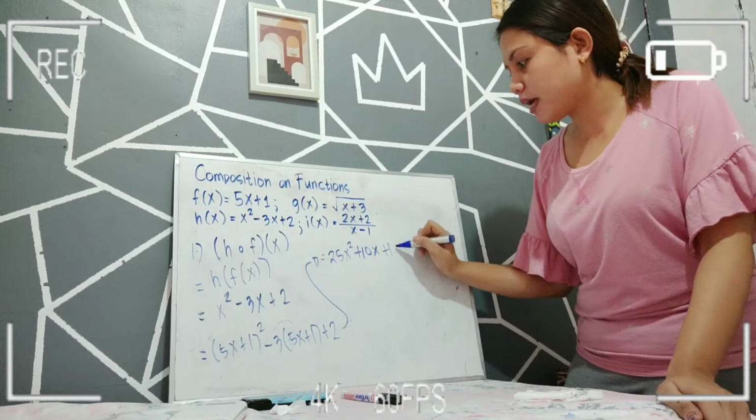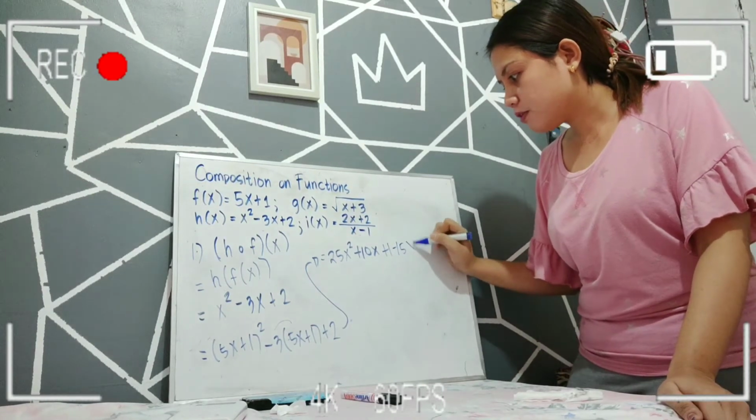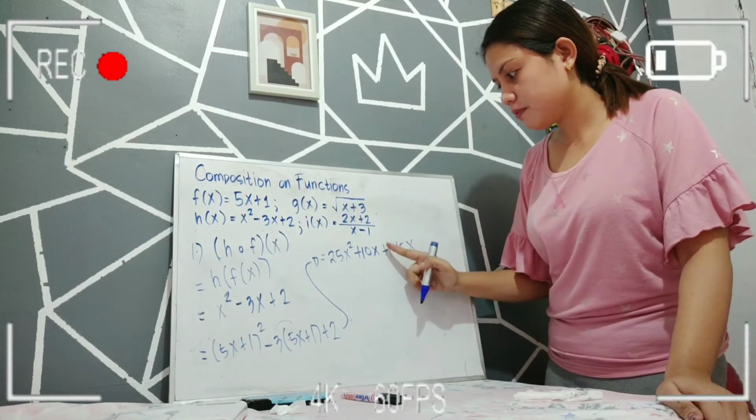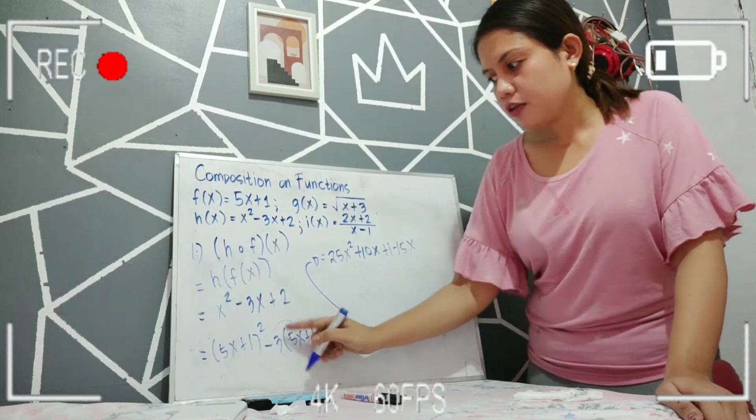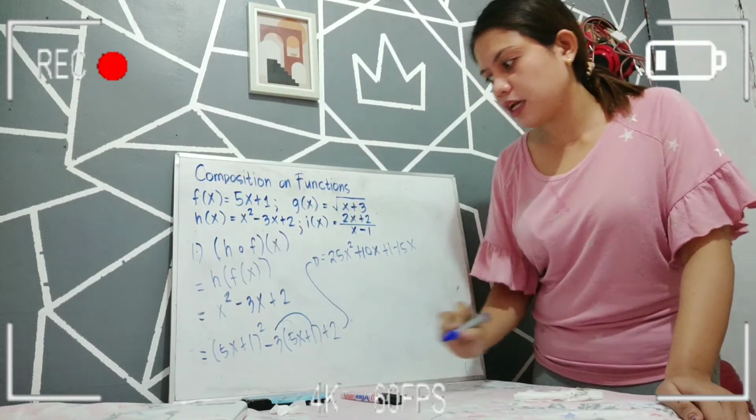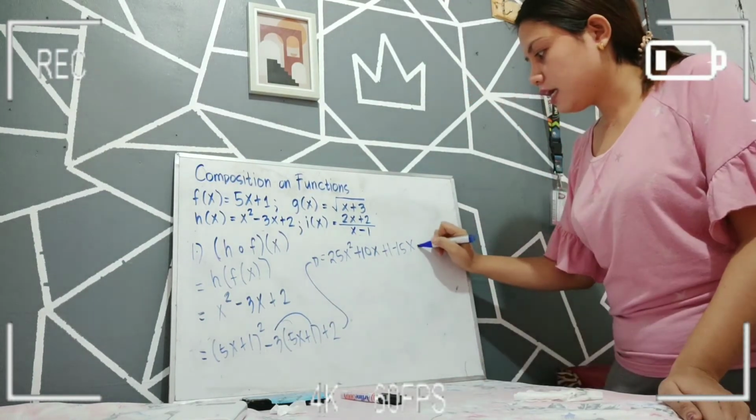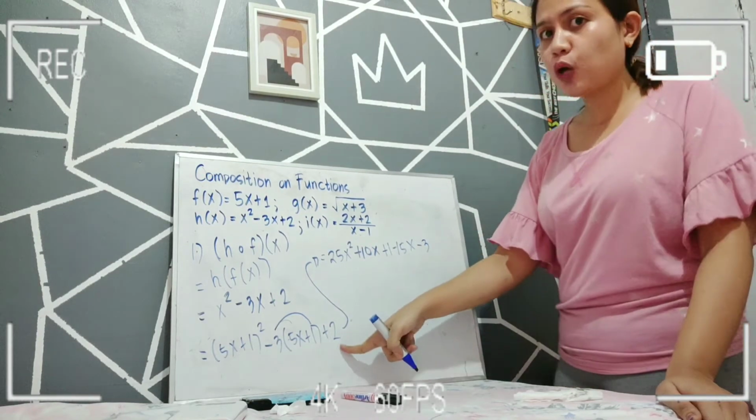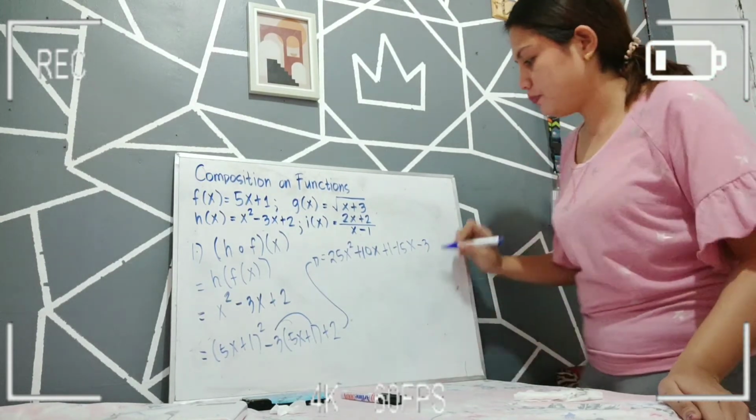Next step is you need to distribute this. Negative 3 times 5x is negative 15x. Then, negative 3 times positive 1 is negative 3. Then, you copy the plus 2.